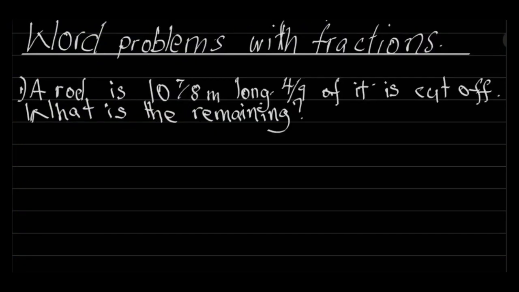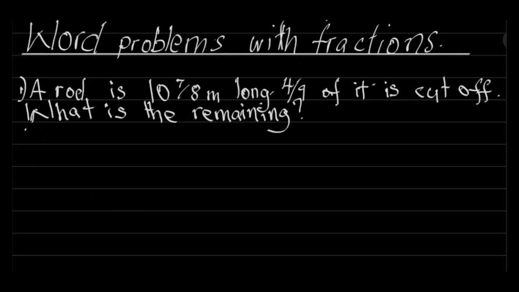Okay, so we are moving on to word problems with fractions. Let's look at our first question. A rod is 10 whole number 7 over 8 meters long. 4 over 9 of it is cut off. What is the remaining? So first we have to look at the fraction that was cut off, and then we subtract it from the total length.